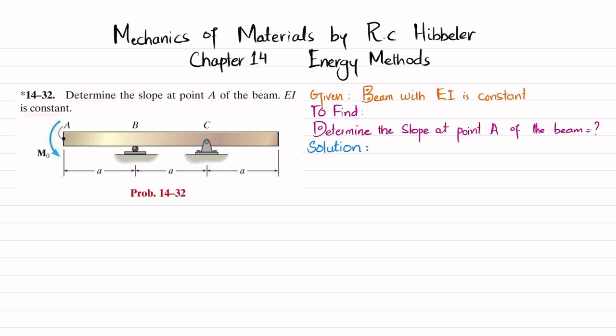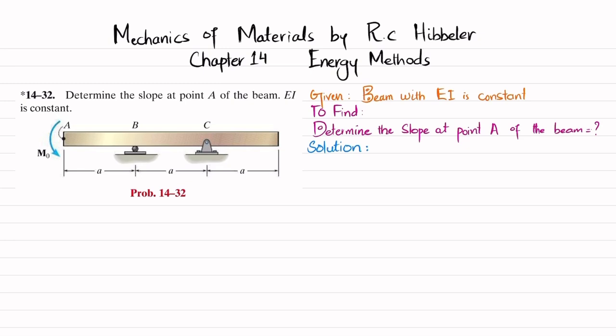EI is constant. So you can see this is the beam having a roller support at point B and there is a pin support at point C. And at point A, there is external moment M naught. Clear? So due to this moment, there will be bending stress. So you have to find the slope of point A. And due to this moment, this beam will bend like this. So this will be the slope of point A. So let's start with the solution.